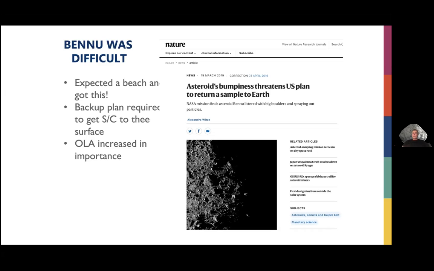So we drastically changed our plan and what instruments we were going to use to get to the surface of the asteroid. There was a huge amount of more work, and you'll see some of the data from OLA that came out later, how important it is to understand the smoothness of the sampling sites on the asteroid. OLA really increased in its importance, and we actually had a lot more work to do, not just from a science perspective, but also to support the operations of the spacecraft.